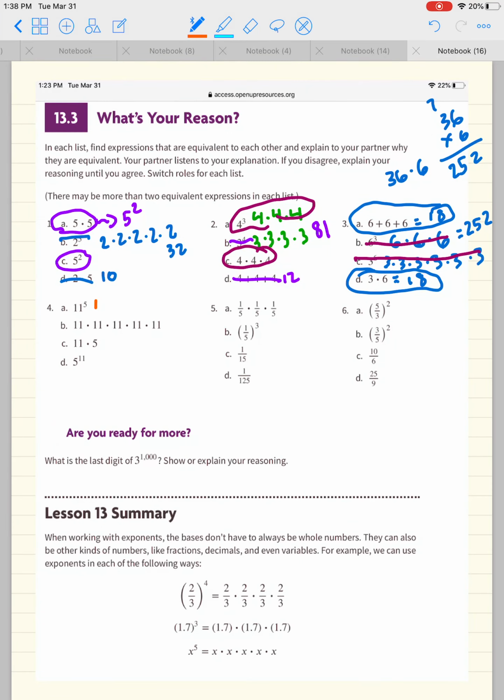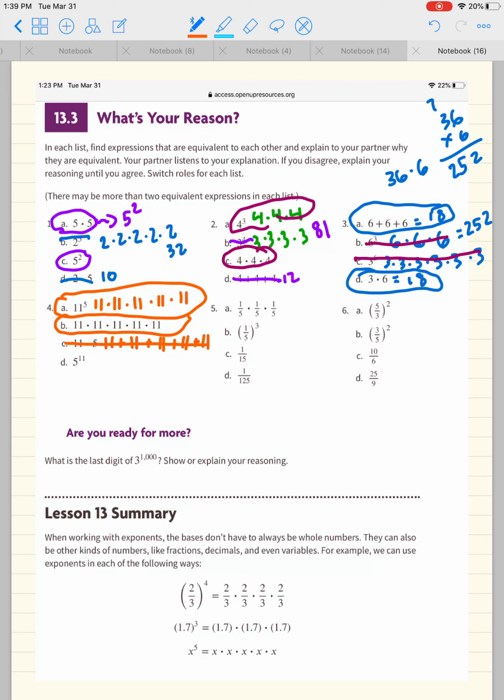I can rewrite that as 11 times 11 times 11 times 11 times 11, which is the same as the one below it. 11 times 5 is not going to give me the same answer because that is 11 plus 11 plus 11 plus 11 plus 11. Remember, multiplication, standard multiplication, is just repeated addition.